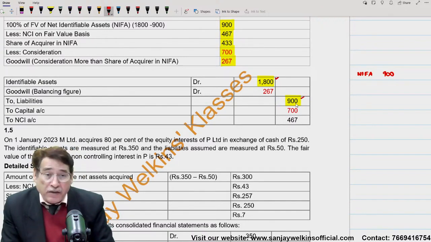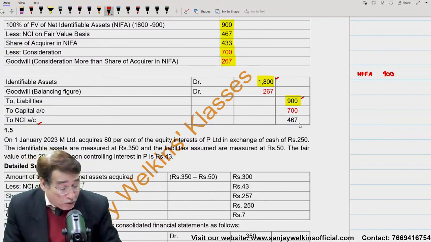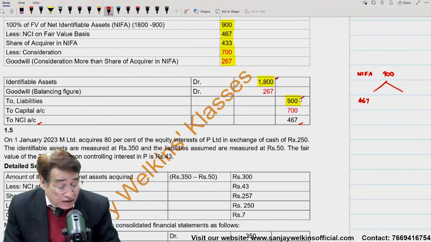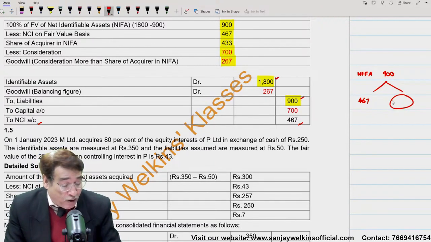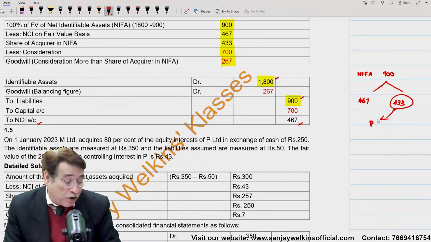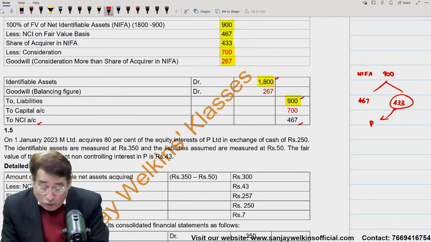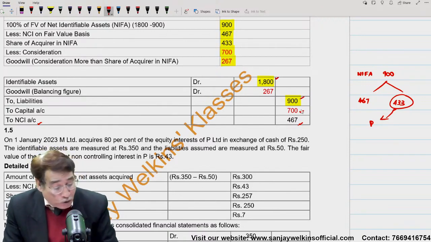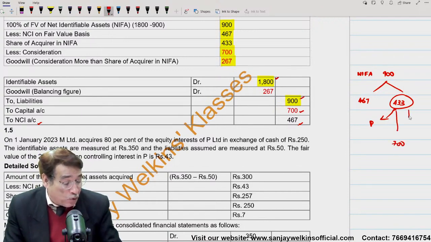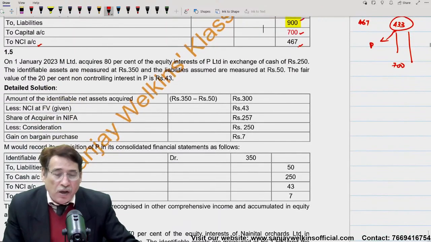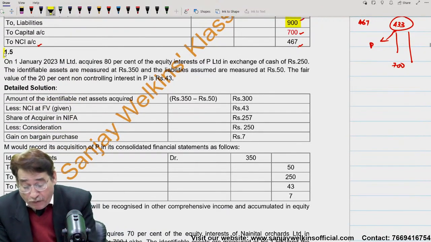Correct? After writing these two things, then you must write NCI. It is always better to write NCI first. Is it clear? To NCI 467. That means when I am writing 467 here, correct? Suppose so far I have written these three items, assets, liability and NCI. Indirectly, it means I have written only this much of amount, 433. And what is this amount? It shows the parent share of net assets, isn't it? And then you write consideration, because you are delivering the consideration by way of shares, you better write To Capital 700. So now when we are writing To Capital, indirectly, it means I am comparing these two items. And that is why the balancing figure will be goodwill or gain on bargain purchase. Is it clear to you or not? Absolutely clear. If it is clear to you, now we will take 1.5 also.